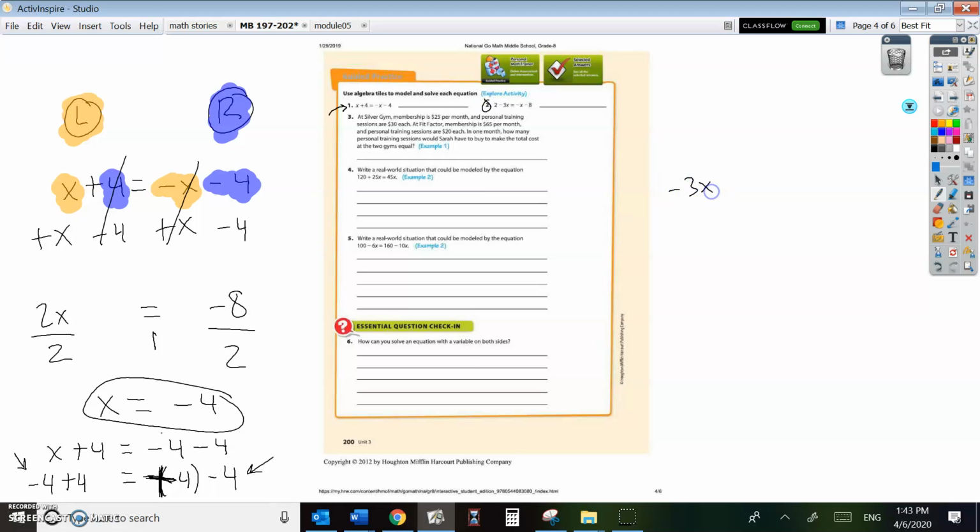2 minus 3x equals negative x minus 8. Got the left side and the right side. Everything on the left will make green, so all of the variables are green. And then everything on the right side will make this pink color here. All of the numbers are pink.